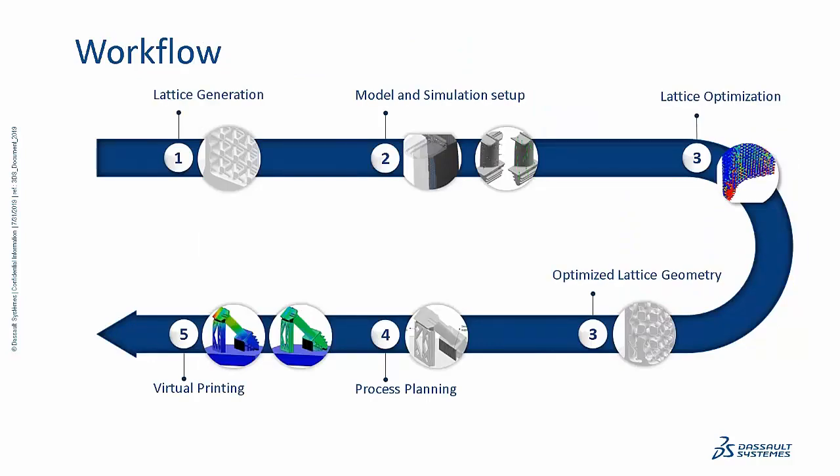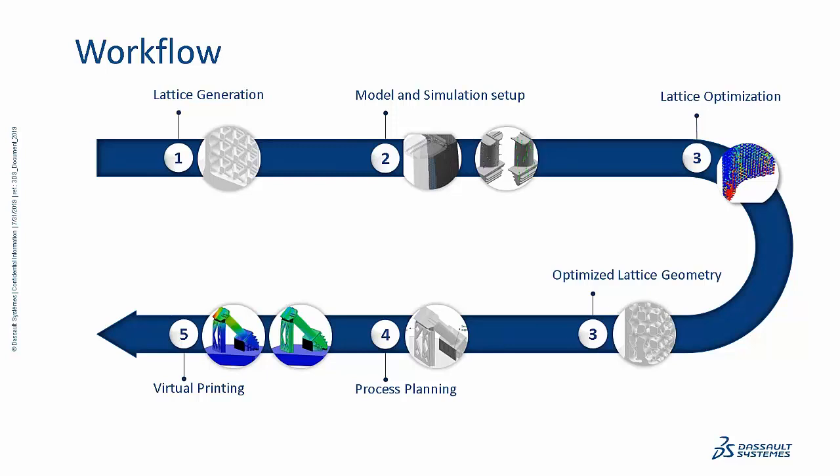So this is the overall workflow of how the activities were performed. First, the lattice was generated for the blade. Then the model and simulation setup was performed, where the lattices were represented as beam elements, assembled and tied with the rest of the model, and in-service loads like pressure loads and centrifugal loads were applied. You then take the entire simulation and run it through an optimizer for redistributing weight and changing the beam radii. Once it's done, you will get the optimized lattice geometry, which can be re-imported and integrated with the existing lattice that was previously created.